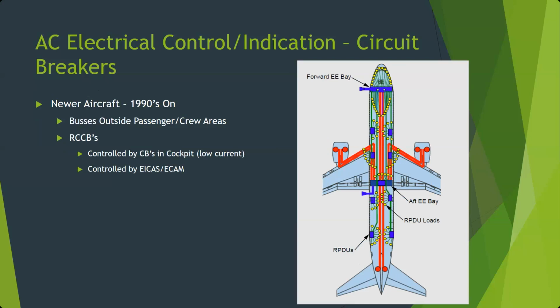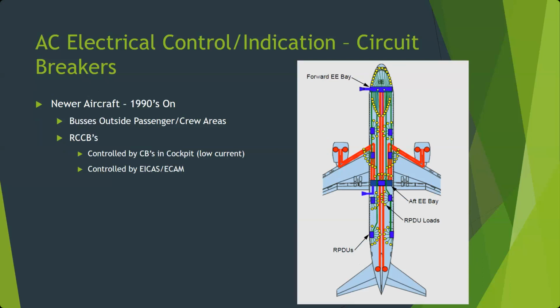So it's less running of high current. Because when the forward electrical and equipment bay was up near the nose, you had big cables going from the engine up to the nose, and then say your hydraulic pumps are back in the wing box area, that's usually where they're located. Now you've got another big cable going from the nose back to the wing box.